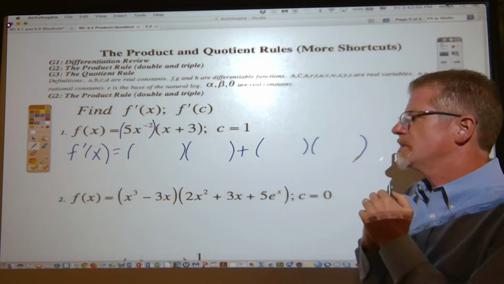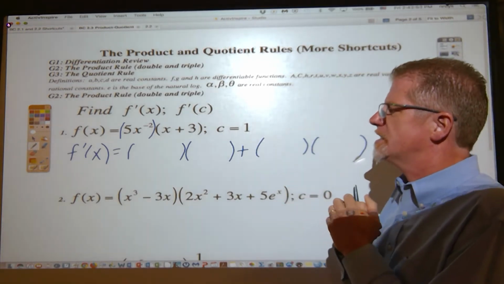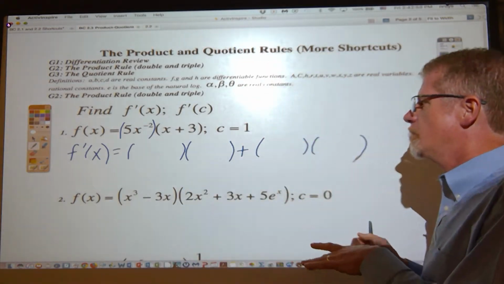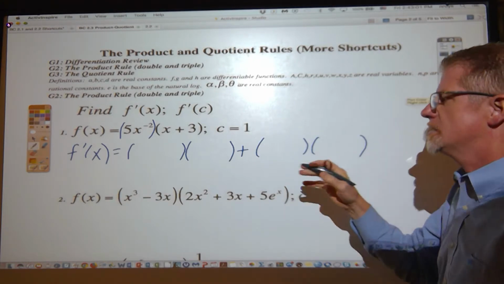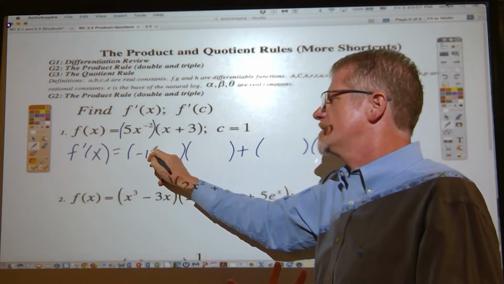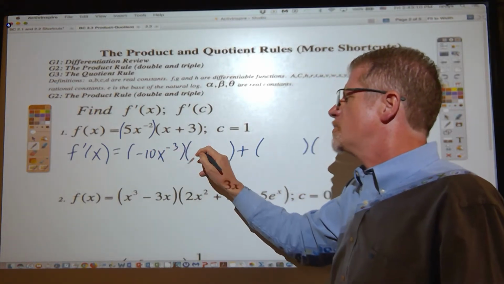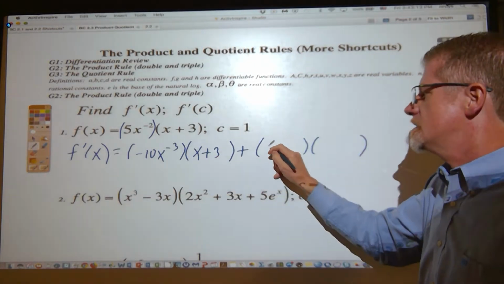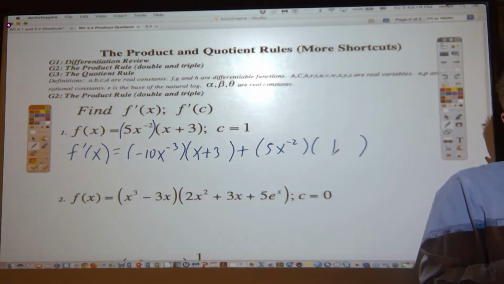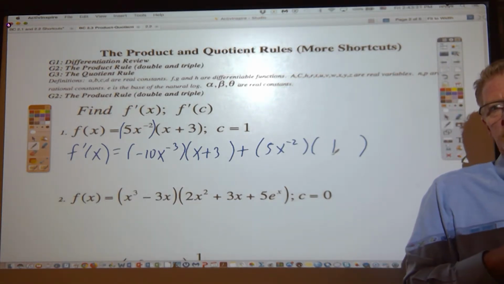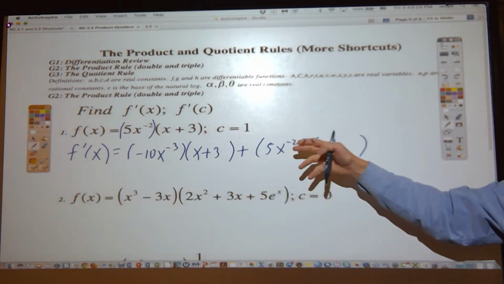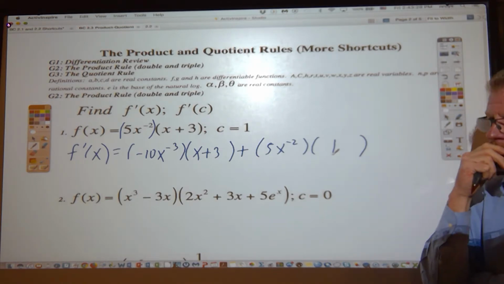So the mantra that's going to be rolling, well, let's not call it a mantra. Let's say the short narrative that's going to be running through your mind will be derivative of the first times the second. So I'm going to say derivative of the first, but I'm going to write negative 10x to the negative 3. Derivative of the first times the second plus first times the derivative of the second. Those are the 4 bits of flesh that get attached to the 4 bones. Any questions as to where I came up with these 4 expressions? Yes, go ahead. How did you get the 1?